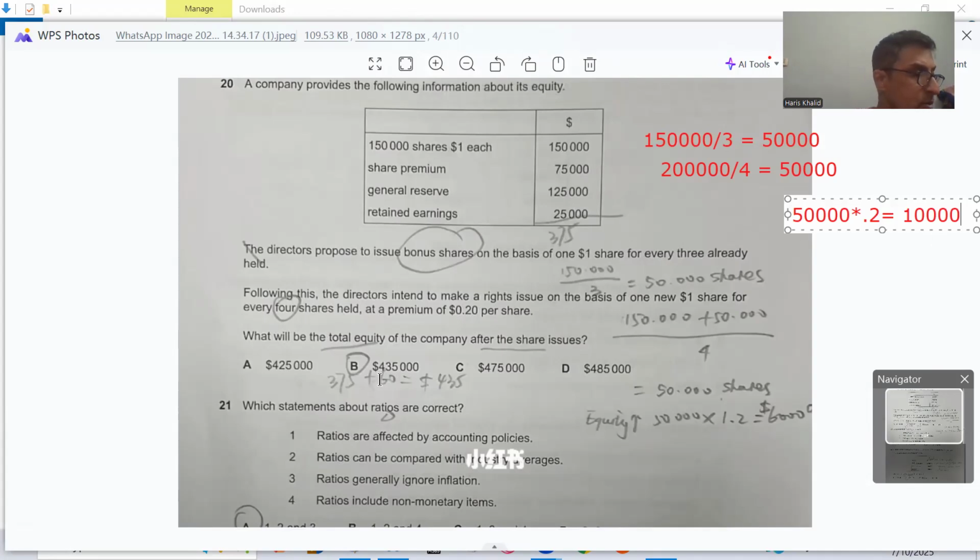I will calculate it also. 2,50,000 plus 35,000 and plus the rest. So 4,35,000 is the answer. That is the right one.